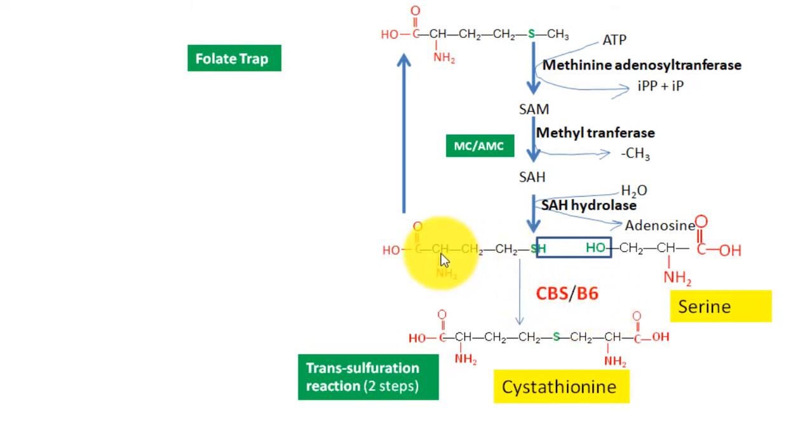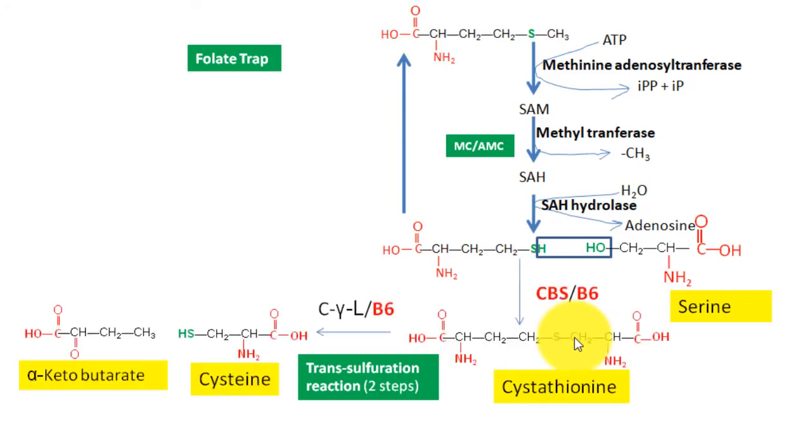Now this enzyme converts homocysteine plus serine into cystathionine, and now cystathionine will again convert into some compound. The sulfur group from this will be transferred to serine, and now this serine, after getting the sulfur group, becomes cysteine, and this compound will break and cysteine will be formed, and one additional compound is formed. The carbon skeleton of this compound is derived from homocysteine, ultimately from methionine, and this compound is called alpha ketobutyrate.